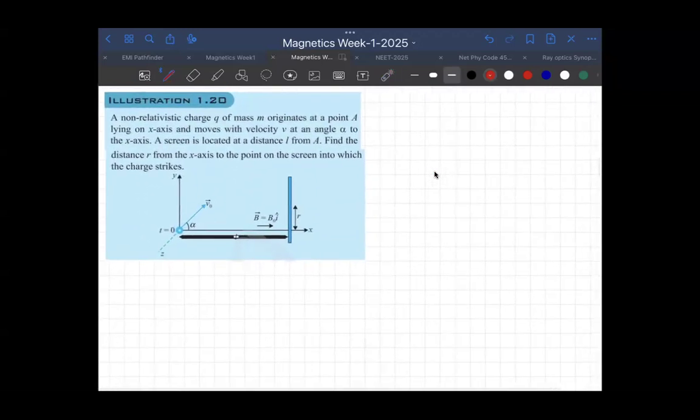Take illustration 1.20. Read this. Can you see that clearly on the board?